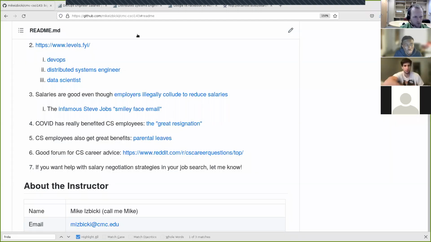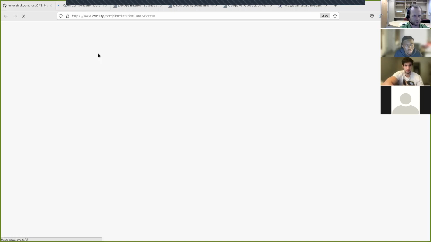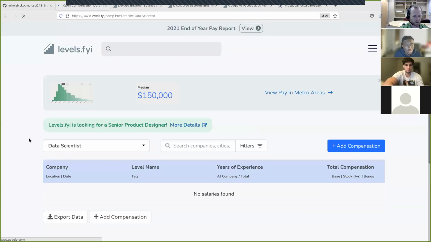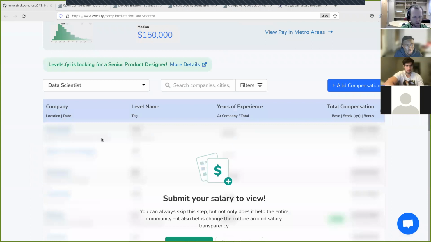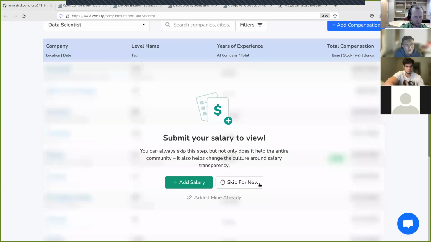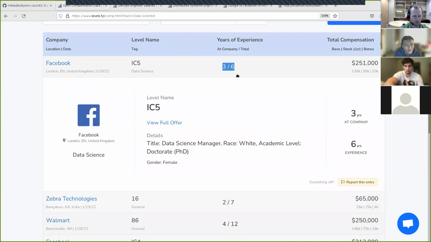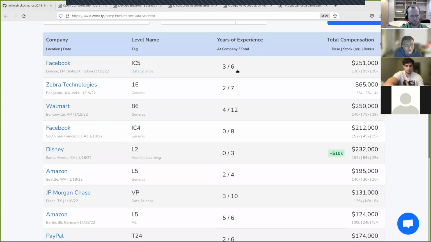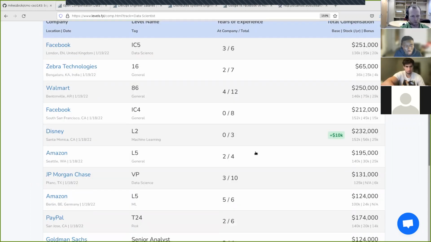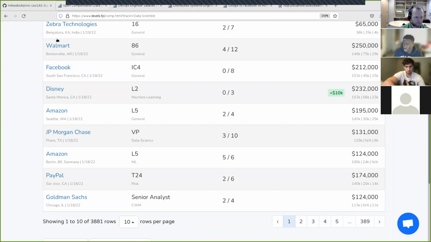If we look more generally at data science positions, you can break it down to specific companies, specific levels of experience. Somebody who's 6 years out of college making 250,000, 8 years out of college, 200,000, 3 years out of college at Disney, a little more than 200,000. So lots of people, very little experience, making lots of money.